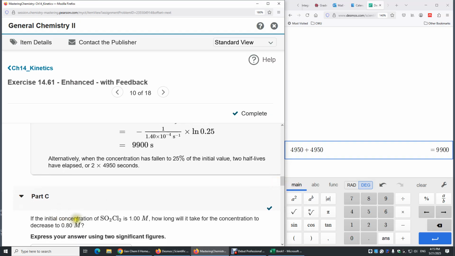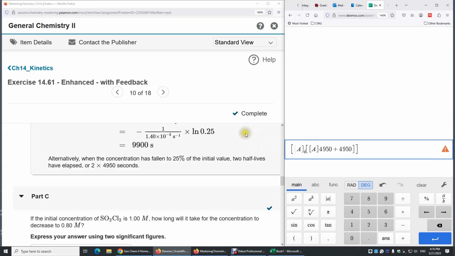Part C, if the initial concentration is 1 molar, how long does it take for the concentration to drop to 0.8? I'm going to show you the equation. The concentration of A at time t is going to be the initial concentration multiplied by an exponential function of -kt. This is the equation. And we have 0.8 molar here at time t, so I'm going to use 0.8 here.